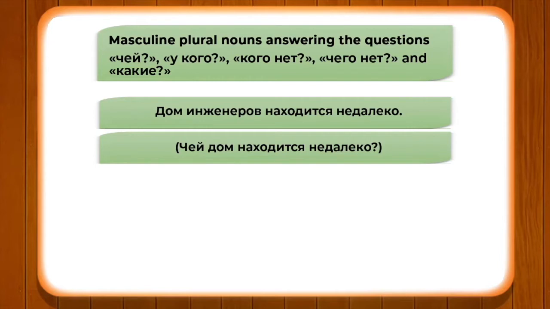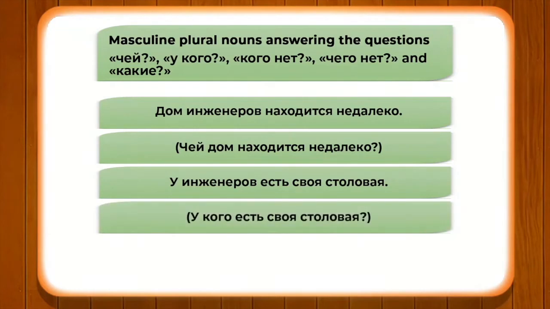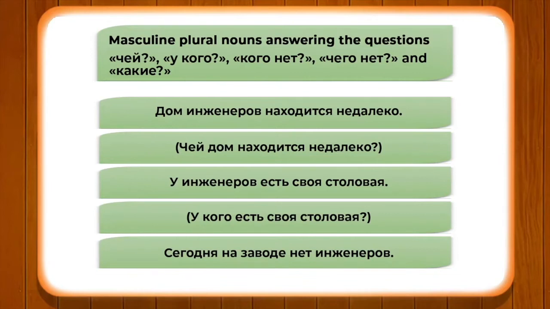Now, let's pay attention to the second one. У инженеров есть своя столовая. У кого есть своя столовая? У инженеров. So, from чей we have changed the question to у кого. Сегодня на заводе нет инженеров. Now, we are saying кого нет, чего нет as per the requirement of Russian grammar. Since we have the question кого нет, it is for инженеры. In plural form, after using нет, it would be инженеров.